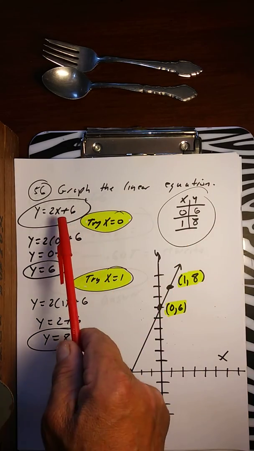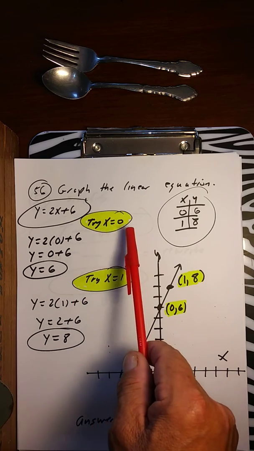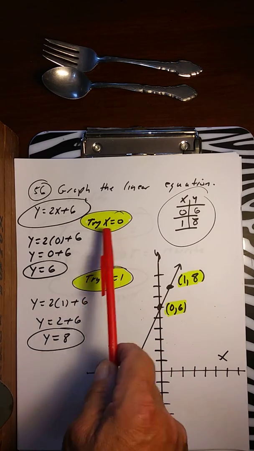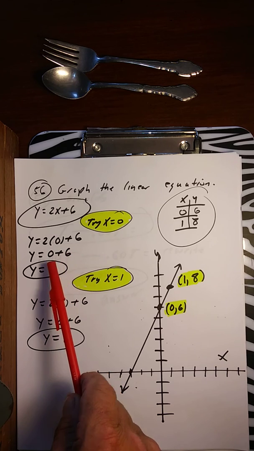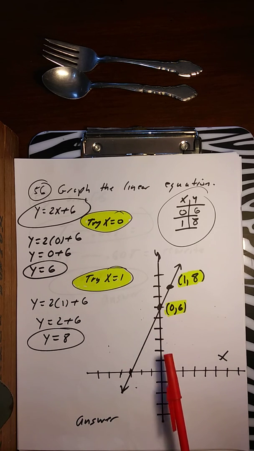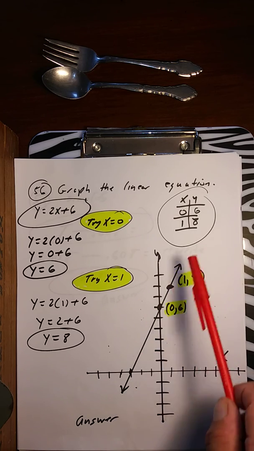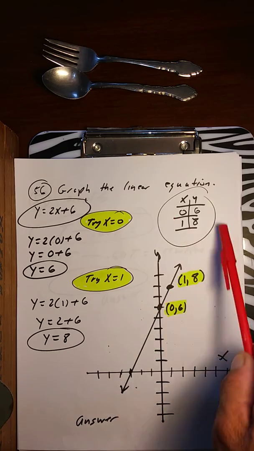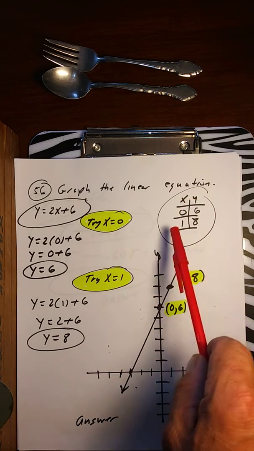Graph the linear equation y equals 2x plus 6. So I'm going to try numbers. I'm going to try 0 and 1. Put a 0 in there. 2 times 0 is 0 plus 6 is 6, okay? 1: 2 times 1 is 2 plus 6 is 8. So at 0 you go to 6, and at 1 you go up to 8, and then connect the dots. Okay, there's our graph, our ordered pairs right there: 0, 6 and 1, 8.